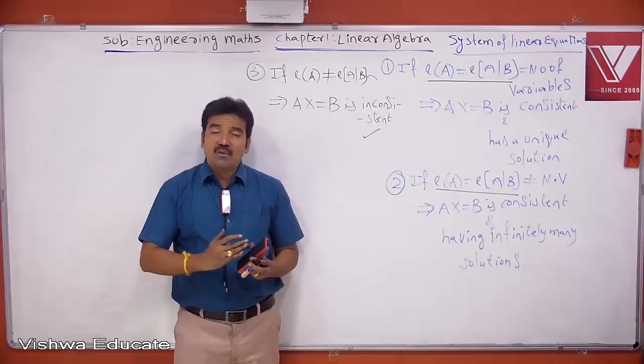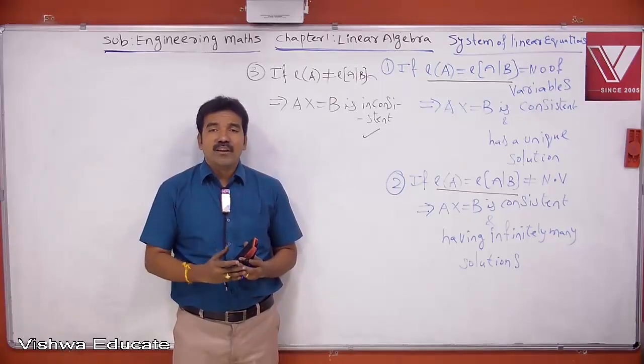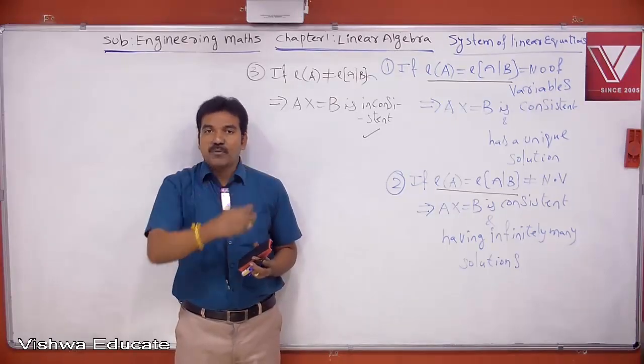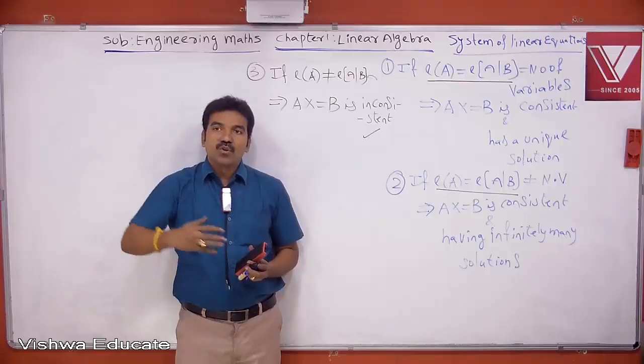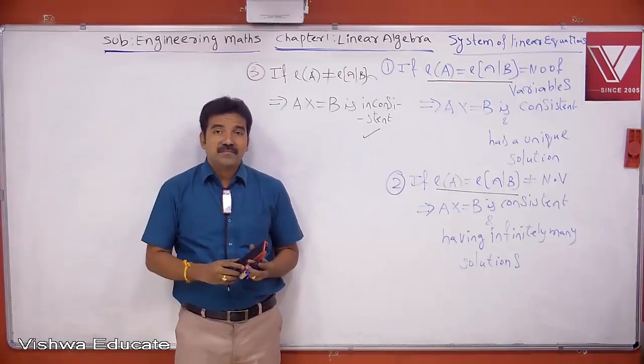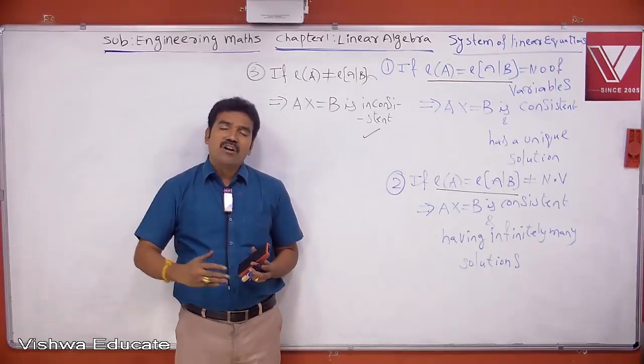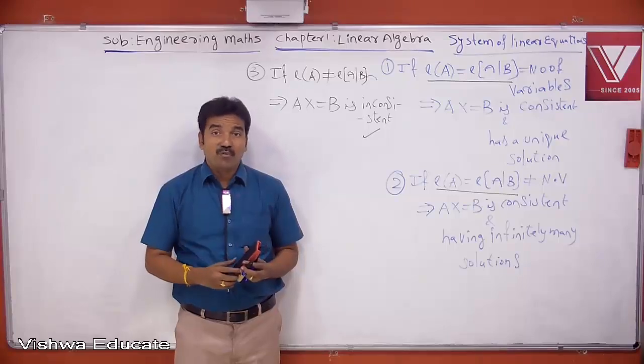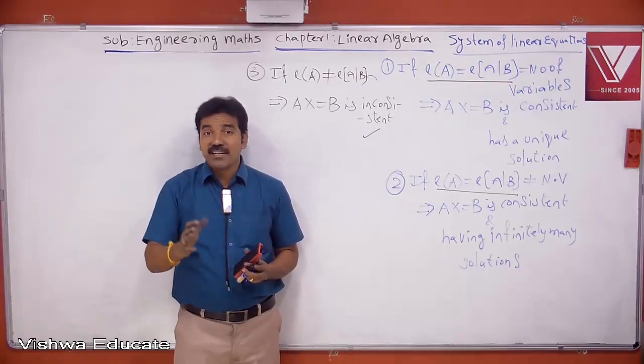Now we are very close to the end of this chapter 1, linear algebra. When you go to large scale industries, they have a large number of equations involving a large number of variables. So how do they handle it? They don't handle it by eliminating.